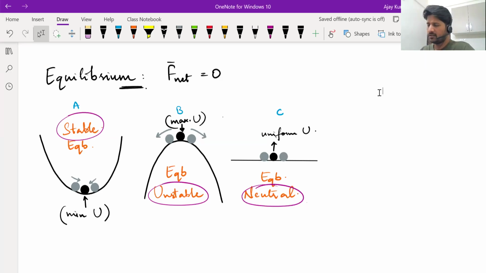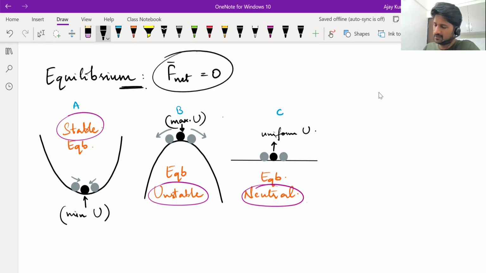Can one of you tell me the meaning of equilibrium or the condition for equilibrium? The net force acting on the object has to be 0. Okay. And then we discussed 3 different types of equilibrium: stable, unstable, and neutral.